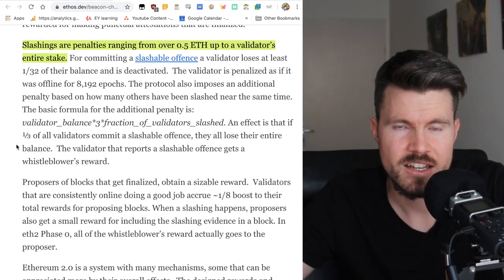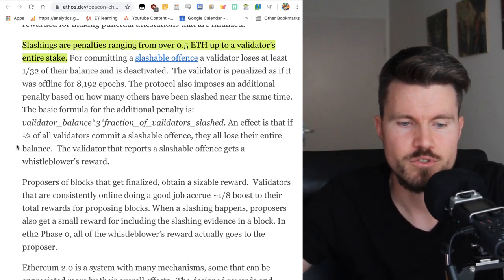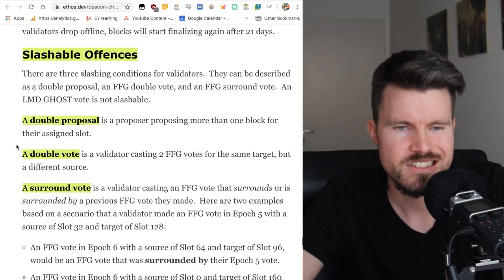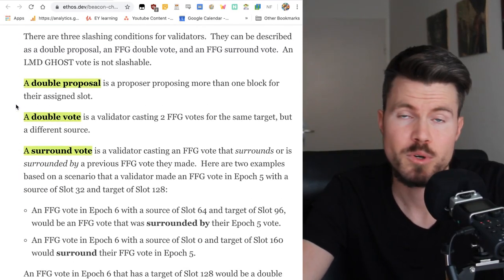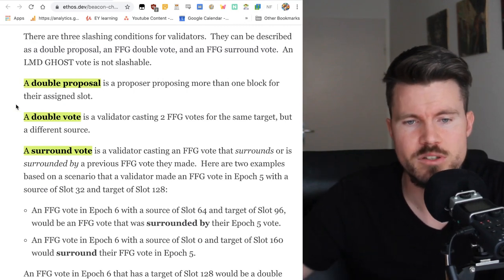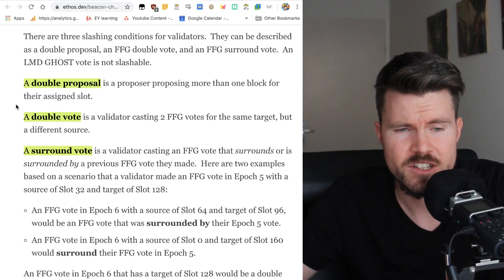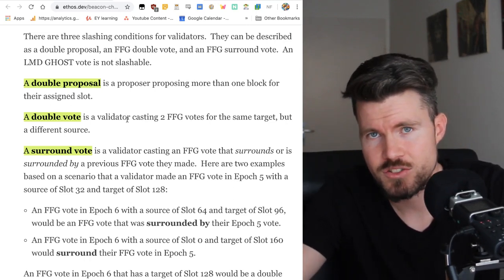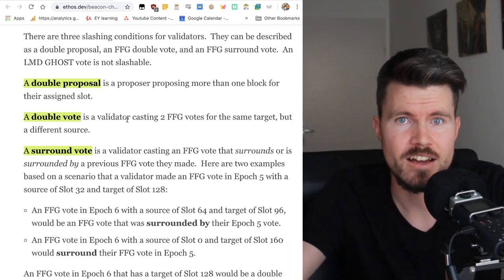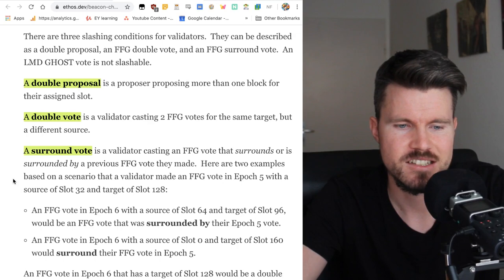But you have to understand that slashing is a very bad offense, and it can happen for three different reasons. So the slashable offenses are a double proposal. And this is a proposer proposing more than one block for the assigned slot. The second one is a double vote, and that's when a validator casts two FFG votes. So you should only have one FFG vote per epoch. And number three is a surround vote.